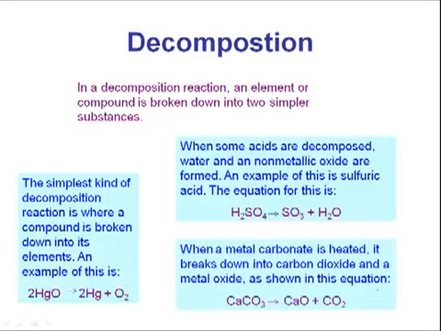Another type is when you take a metal carbonate and heat it up, and it breaks down into carbon dioxide and a metal oxide, or calcium oxide here. Now, what you should take from this is that decomposition starts with one reactant and forms two or more products. And the two or more products are the simpler substances.